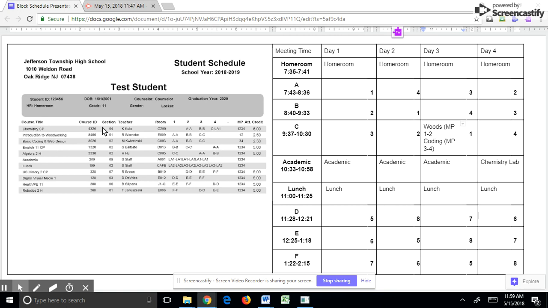You have your course titles, your course ID numbers, your section numbers, your teacher, room assignments, day 1, day 2, day 3, and day 4. And these would be your blocks, block A, B, C, which coincide over here with A, B, and C, and blocks D, E, and F, which coincide here, D, E, and F. Then your marking periods 1, 2, 3, 4. If it's a half-year course, it would say 1, 2, or marking periods 1 and 2, or 3, 4 for just 3 and 4. Otherwise, if it's a full year course, it's marking periods 1, 2, 3, 4, and your credit rating.